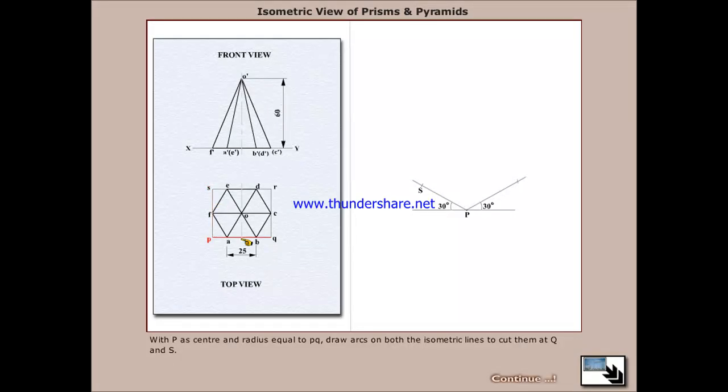With P as center and radius equal to PQ, draw arcs on both isometric lines to cut them at Q and S. Now draw lines from S and Q parallel to PQ and PS respectively to intersect at R. Now mark the points A and B on PQ in the isometric view, such that PA and PB are equal to small pa and small pb.